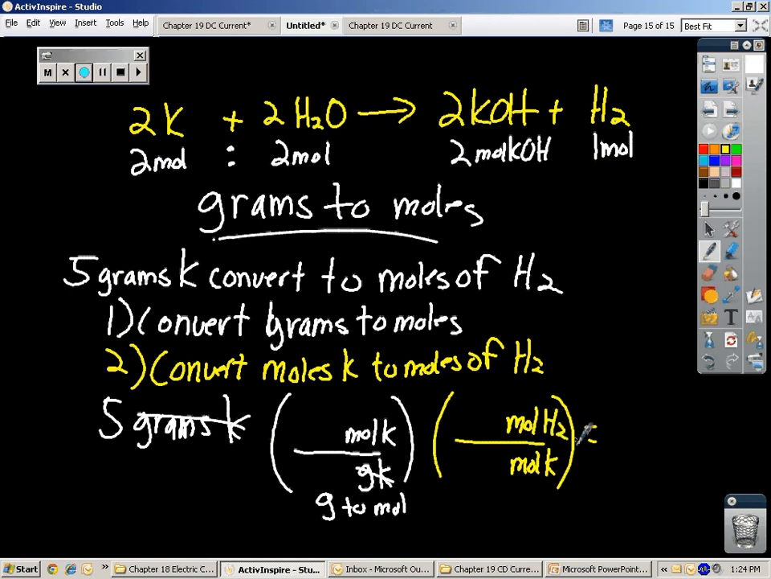Excellent. All right, now we can see here we're going to have moles of potassium cancel out with moles of potassium. What are the only units I have left in this whole problem? Moles of hydrogen, and that's what we want for our answer. And so I know this checks out, at least I set it up correctly.